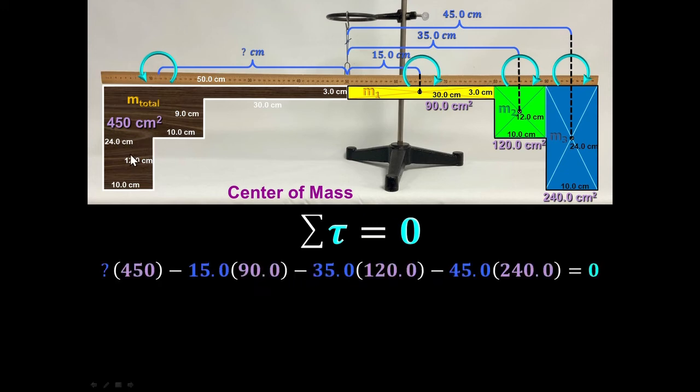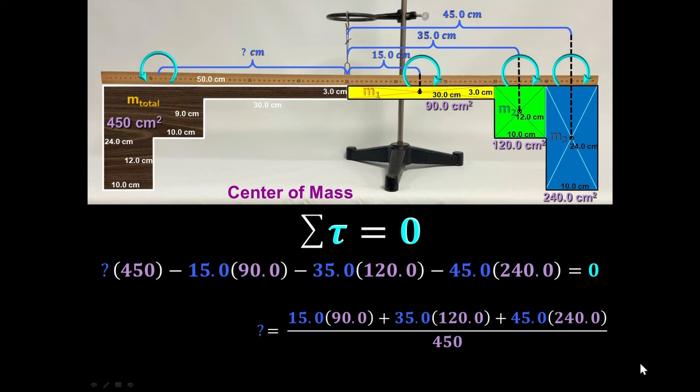So this 450 square centimeters at an unknown distance produced a positive torque, and then we had 15 in this area, 35 in this area, 45 in that area. They all have negative torques. So we just can put them all together like this. And then to solve for this, these three got moved over to that side, and then we divided by 450. And when we do all that out, we find that the average distance would just be 36.3 centimeters.